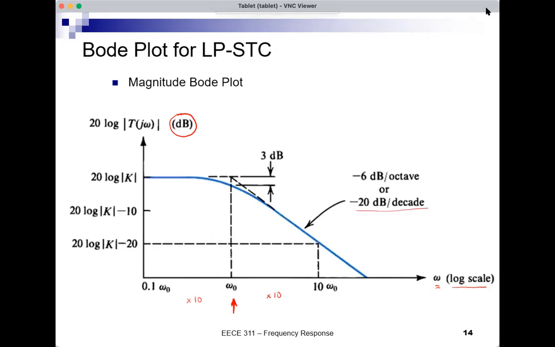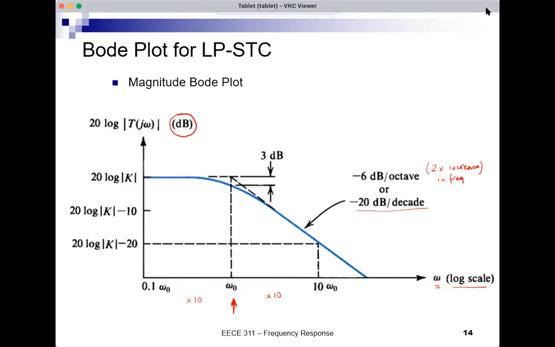So when I go a decade, say from here to here, the gain will drop 10 times, or minus 20 dB on the dB scale. This minus 20 dB per decade is also equivalent to minus 6 dB per octave. An octave is a 2 times increase in frequency, 2x. So if I double the frequency, say from 10 omega 0 to 20 omega 0, that's not a decade, that's just a doubling of frequency. I call this an octave. And then the gain will drop by minus 6 dB, not by minus 20 dB.